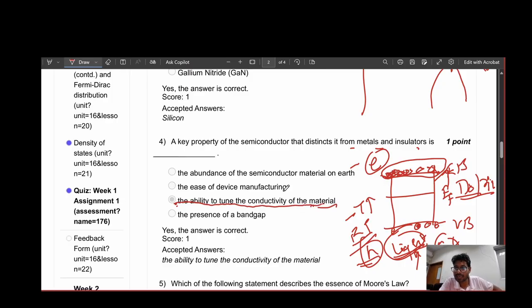We can tune the conductivity of the material by doping, by changing the temperature, and by shining light on it. So based on doping, light, and these things, you can make different devices out of these semiconductor materials. If you can tune the conductivity, you can make different types of devices, like solar cells, photodetectors, and transistors.